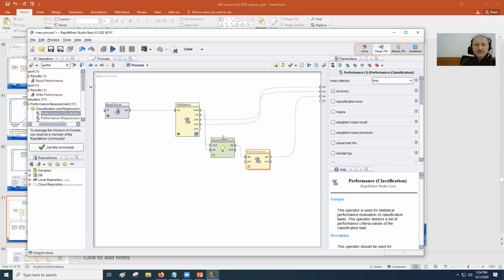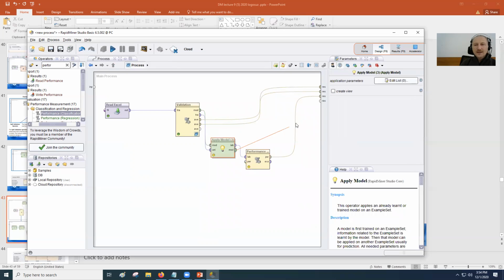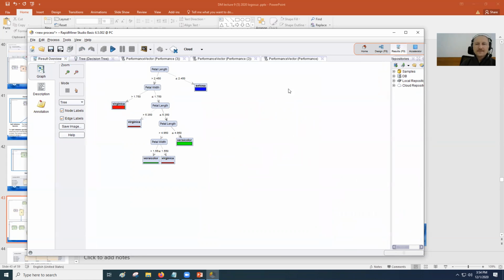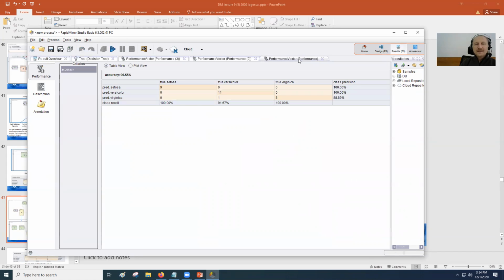Now, what will happen? This one is the result of the test data set accuracy. This one is the training data accuracy. This one is the full data set accuracy. Yes. Also, if you want to display the model, you can output it, and when you run, you'll see the model also. This is my model. This is the testing accuracy, this is the training accuracy, and this is the full data set accuracy.